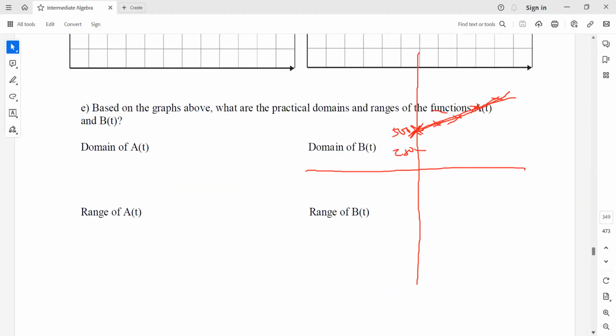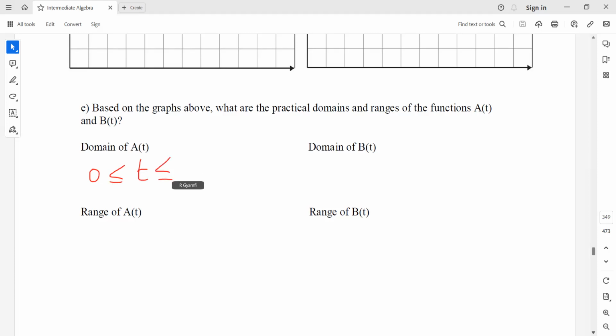Now, let's keep going. What about the domain of A of t? Remember that the question says, from D, drawing the graph, it says plot A of t and B of t for time up to and including 5 months, right? So based on your graphs above, remember we have 5 months. So the domain for A of t for 5 months, you're going to have that. And then you have the same thing here.